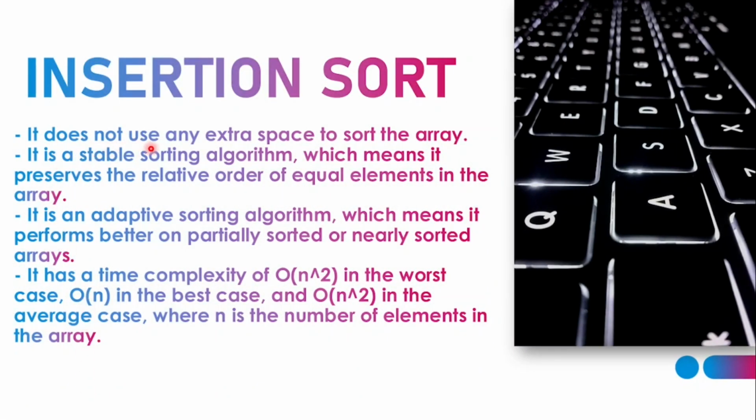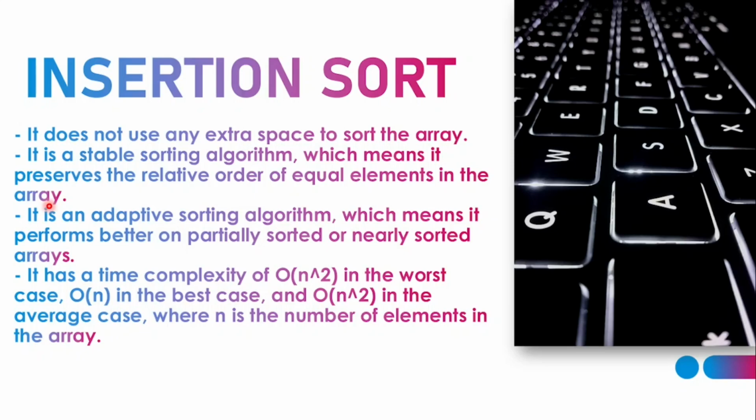So it does not use any extra space to sort the array. Space complexity is big O of 1. Secondly, it is a stable sorting algorithm, which means it preserves the relative position of equal elements in the array. If you don't know what a stable sorting algorithm is, then I have uploaded a 2-minute video on this topic: what is a stable and what is an unstable sorting algorithm? You can check it out. I will attach a link to it in the description.